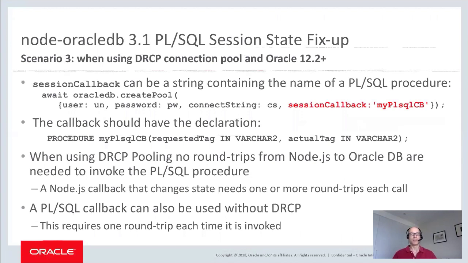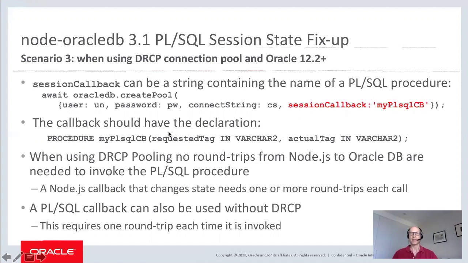Okay, to avoid losing it, let's go on to scenario 3. You could use this for 1 and 2 as well, but I'm calling it a separate scenario. If you're using database resident connection pooling, which is a pool of connections on the database side, and you would be using that with a session pool, the connection pool in the Node-oracledb side as well, and you're using Oracle 12.2 or later, then instead of having a Node callback, you can have a PL/SQL callback. Subtly, the difference is you have to put it in quotes, so it's a string rather than just a Node.js method name.